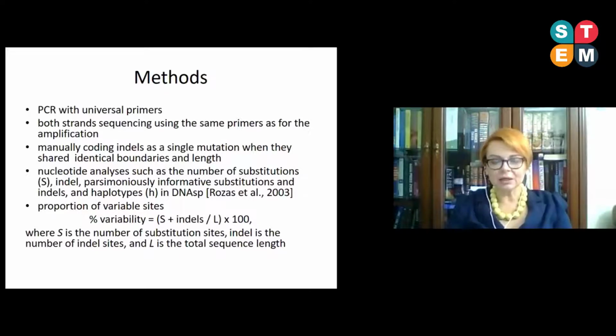After PCR, both strands were sequenced using the same primers as for the amplification. Sequences were aligned and indels were manually coded as a single mutation when they shared identical boundaries and lengths. Nucleotide analyses such as the number of substitutions, indels, parsimoniously informative substitutions and indels, and haplotypes were carried out in DnaSP software. Also, the proportion of variable sites was calculated.